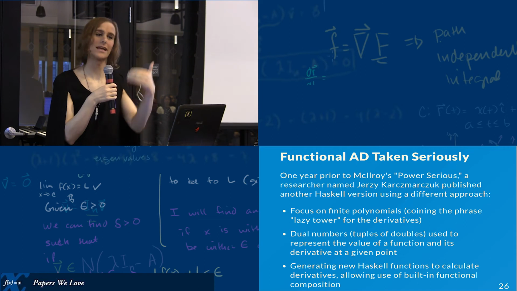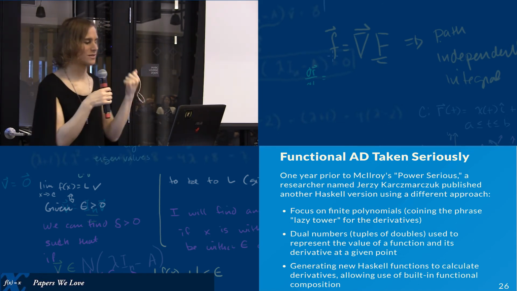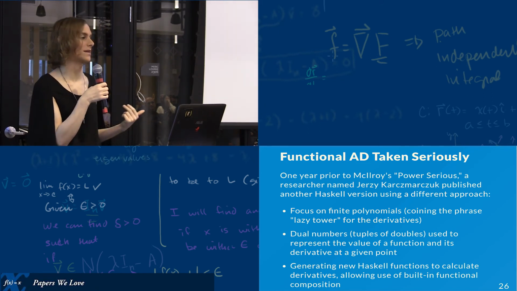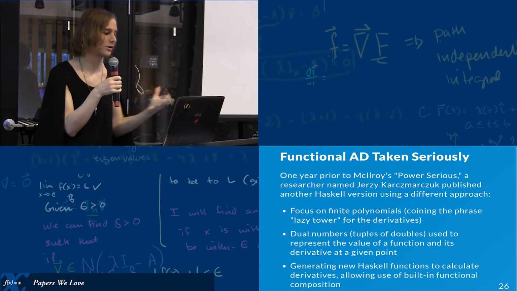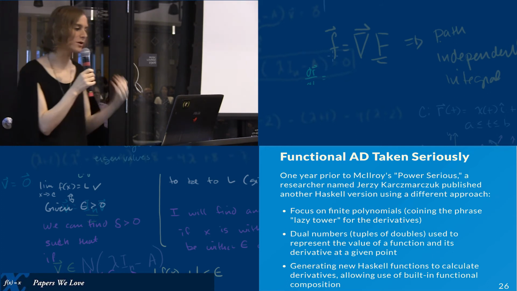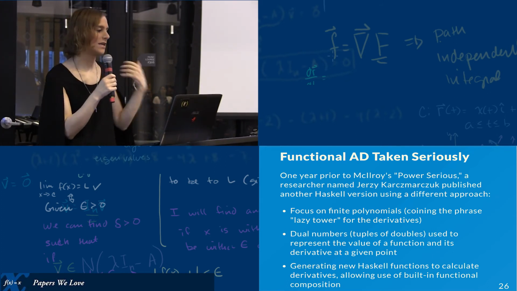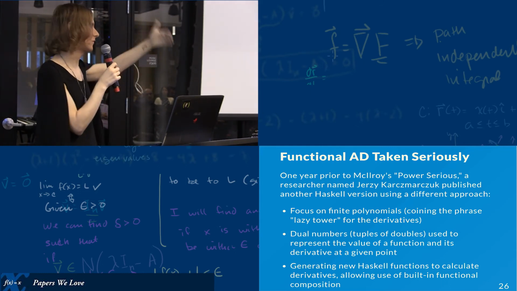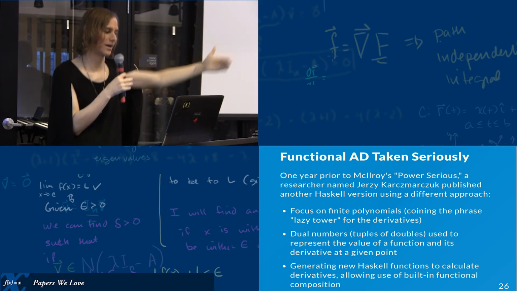Moving on, though, to current research that informs how we work with this today, there's a very prolific researcher, Jerzy Karczmarczuk, a Polish-French researcher, who a year before McIlroy's Haskell version wrote his own. And this is basically the basis for all the current Haskell versions that we see. He focused on finite polynomials and eventually went on to multivariate ones. He coined the term lazy tower of derivatives for how you have a lazy list of the first derivative, the second derivative, et cetera, going on and on.